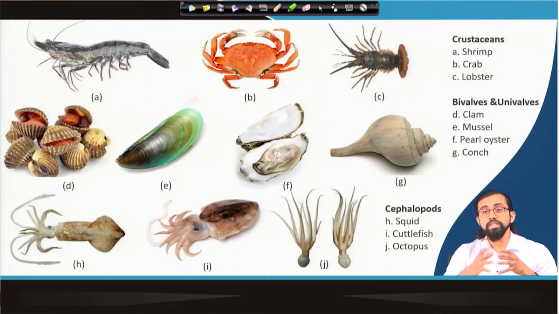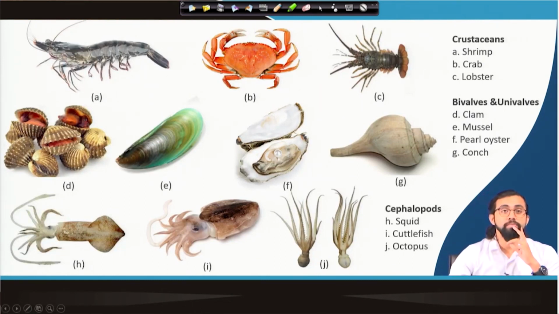In case of crustaceans, you see the pictures: the shrimp, the crab, the lobster, this is how they look. The clams, the mussels, the pearl oyster, and the conch, which is the one that we normally use for religious purposes, as I mentioned. Different types of cephalopods like the squid, cuttlefish and the octopus.